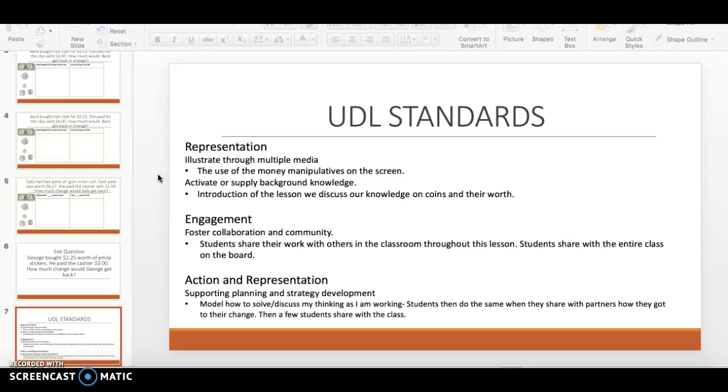Action and representation, so supporting planning and strategy development, so modeling how to solve, discussing my thinking as I'm working, and then students doing the same when they share with their partner how they got to their change, and then having a few students share with the entire class.